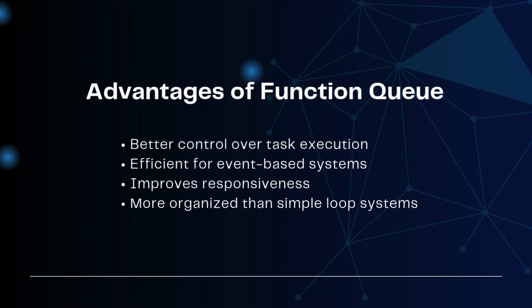The advantage of function queue is that it provides better control over task execution and improves responsiveness. It is especially useful in reactive embedded systems like IoT devices and smart controllers where events occur asynchronously. From the system design perspective, this architecture improves modularity, scalability, and CPU efficiency.